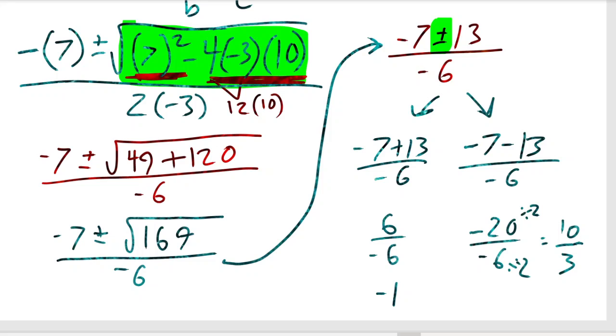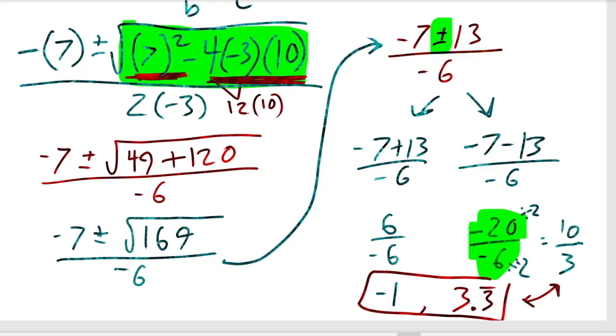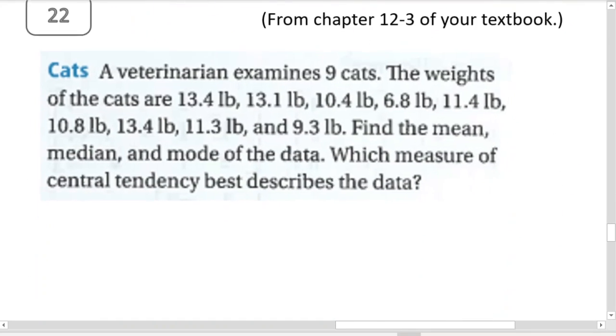The other way we can just do this is just divide, treat this fraction like a division problem. And we can type in -20 divided by -6, negative divided by negative is a positive, and 20 divided by 6 is 3.3, with 3's going on forever, so I'm going to put that bar above it for 3.3 repeating. And so either one of those works. I'm going to stick with the decimal version, and there's our 2 answers. X is equal to -1 and 3.3 repeating. Alright, last problem.